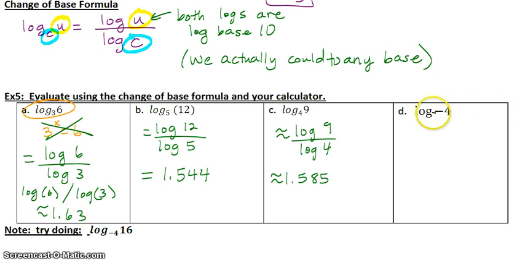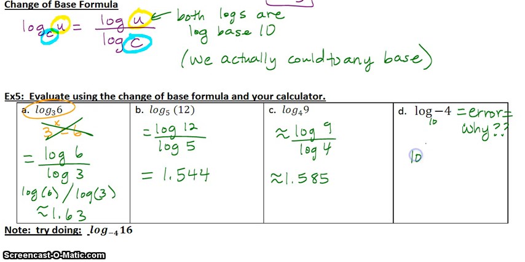Ooh, log of -4 for D. Now notice this one already is base 10, so the only reason I changed the base is because it's not base 10. So this one already is base 10, so I don't have to do the change of base. But when I type this into my calculator, you get an error message. My question is, why? Why would I get an error message? We're going to talk about this more in class, but I'll show you quickly now.